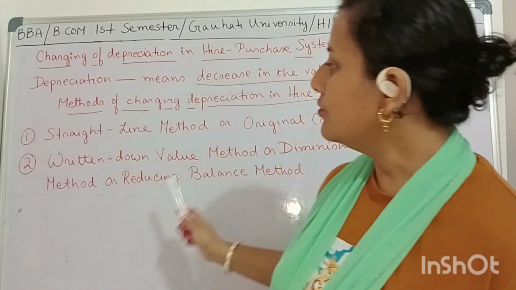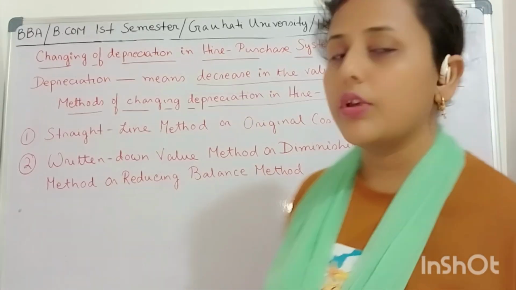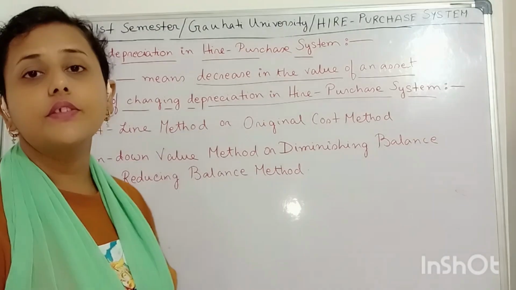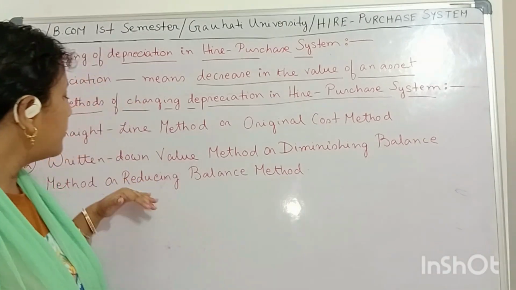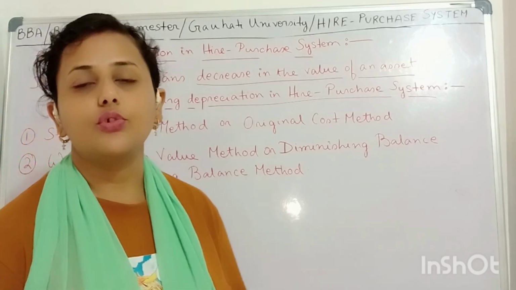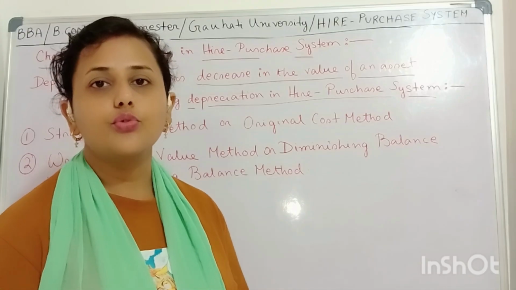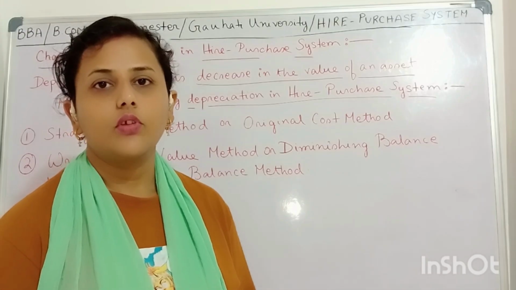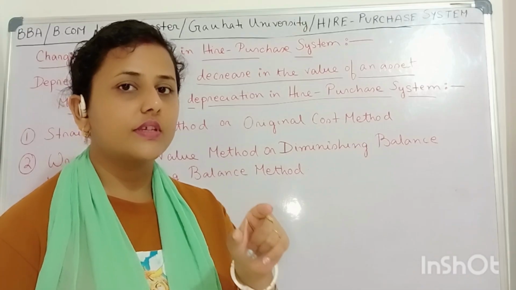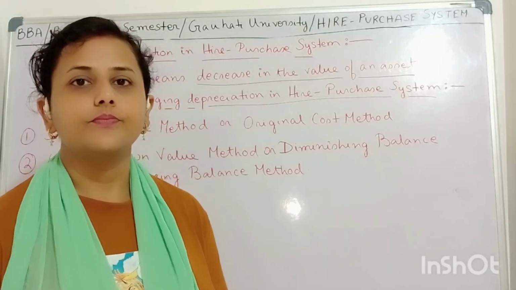In point number 2, the next method, it is written down value method, or you say diminishing balance method or reducing balance method. Why is it called reducing balance method? Because here in the second method, the amount of depreciation year after year goes on decreasing. Only in the first year the amount of depreciation is calculated on the cash price at a given rate.